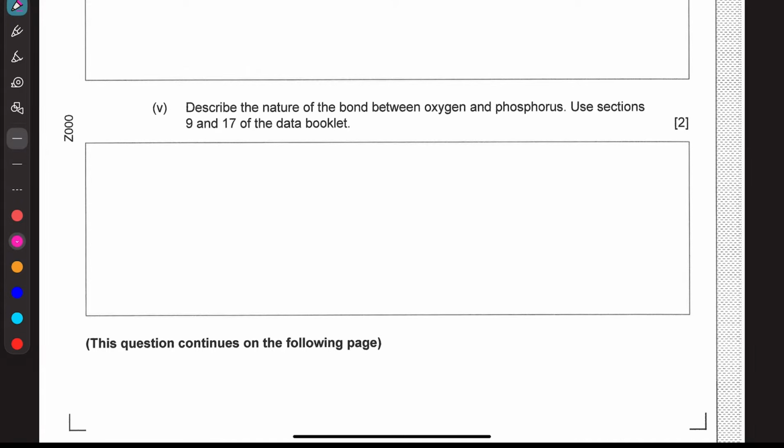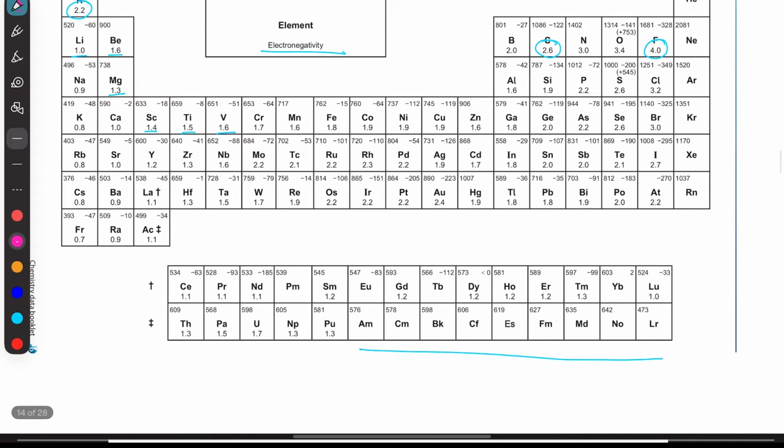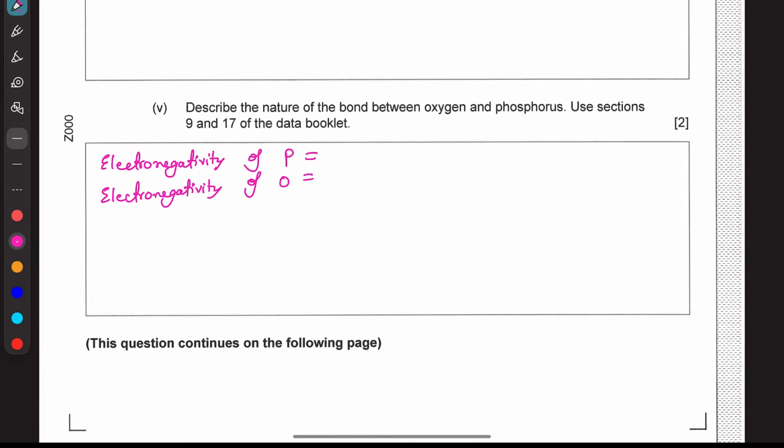Next, we have to describe the nature of the bond between oxygen and phosphorus using section 9 and 17. Section 9 gives us the electronegativity values. Section 17 is the bonding triangle. So we need to find the electronegativity of phosphorus and oxygen from section 9. Phosphorus will be 2.2, oxygen is 3.4.